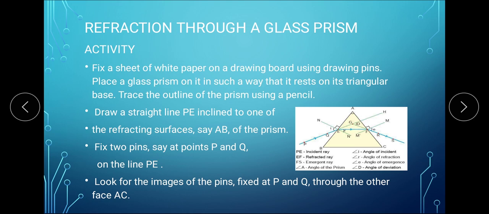Now after this, I will draw two perpendiculars to the refracting surfaces AB and AC respectively at points E and F. At point E, we will draw a line perpendicular to surface AB, that is called normal NN dash. Similarly, at point F I have drawn a normal MM dash which is perpendicular to the surface AC.